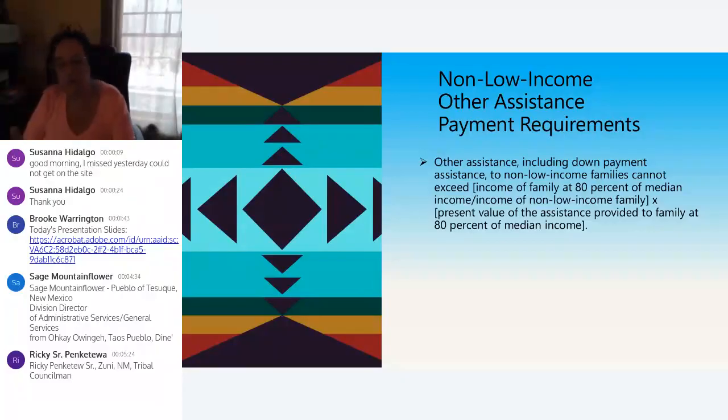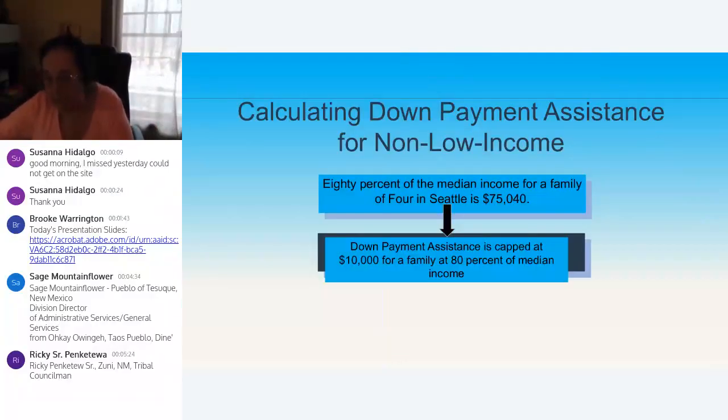So other assistance, including down payment, to non-low-income families cannot exceed the income of the family at 80% of median income divided by the income of your non-low-income family, times the present value of the assistance to the family at 80% of median income. So same scenario, family of four in Seattle, $75,040. We give $10,000 out for families that are 80% or below median income.